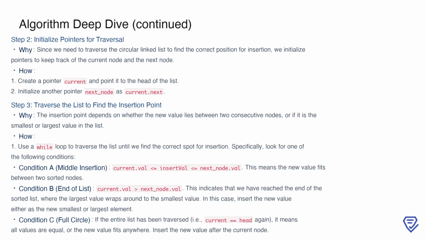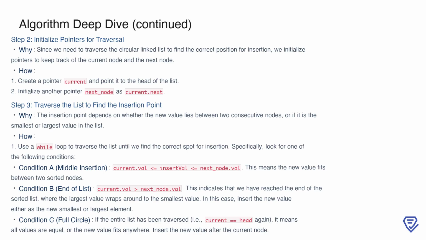To begin the traversal, we initialize pointers to help us navigate the circular linked list. First, we create a pointer, current, and set it to the head of the list. We also initialize another pointer, next_node, to point to current.next. With these pointers in place, we can begin traversing the list to find the correct insertion point.